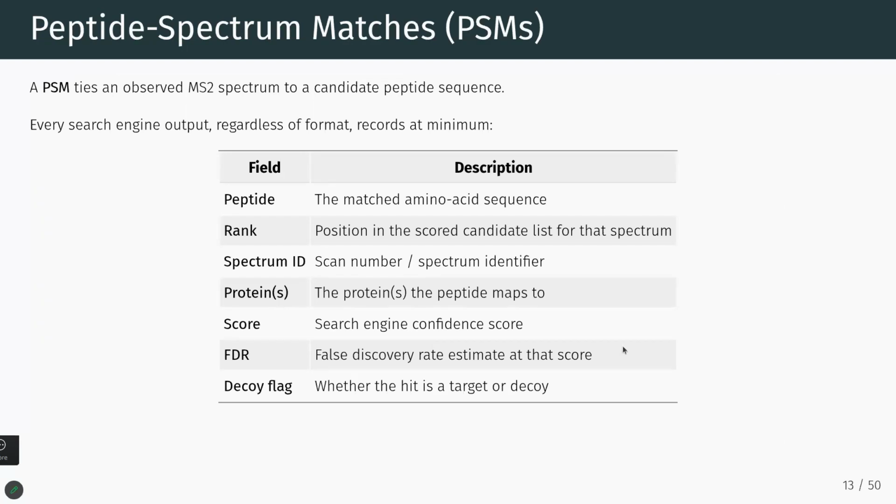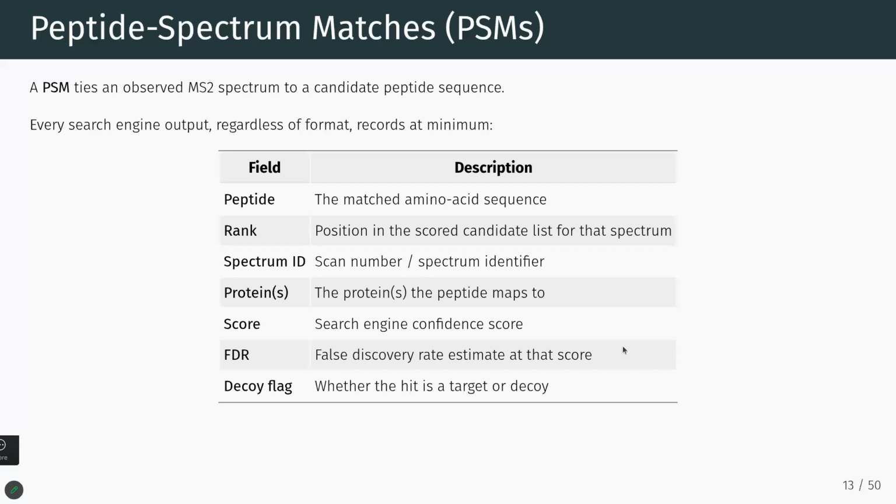discovery rate estimations. So for every search engine output, regardless of its format mentioned here, you would record at minimum the peptide the spectrum is matched to, the rank of that PSM, so its position based on the scored candidate peptides for the same spectrum, a spectrum ID, which can be the scan number or another spectrum identifier you can build on your own, the proteins that peptides stem from, a score given by the search engine, estimated FDR or false discovery rate based on that score, and then a decoy flag, whether the hit, the PSM, is a target or a decoy.